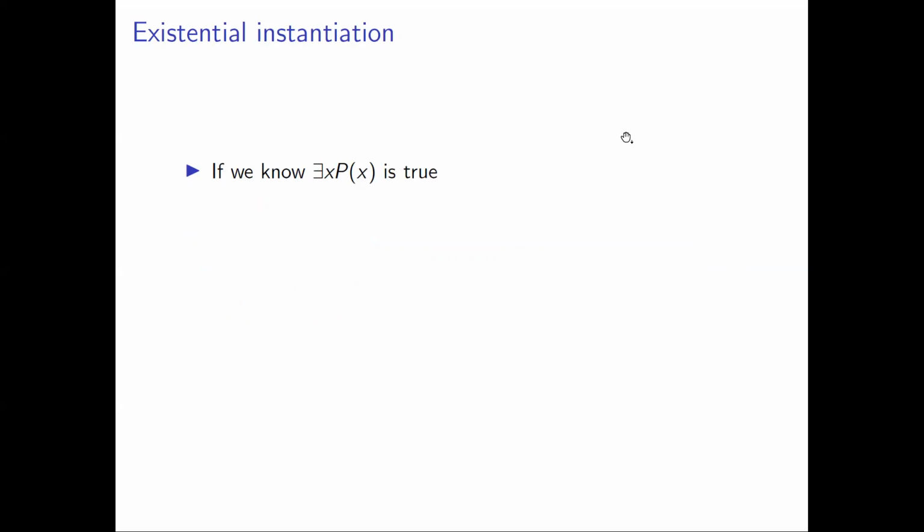We also have an instantiation rule for the existential quantifier. Suppose we know that exists x, P of x is true. By definition of the existential quantifier, exists x, P of x means that there exists some x in the universe for which P of x is true. That means that there has to be some element C in the universe for which P of C is true. And that's what we claim in that second bullet right there.